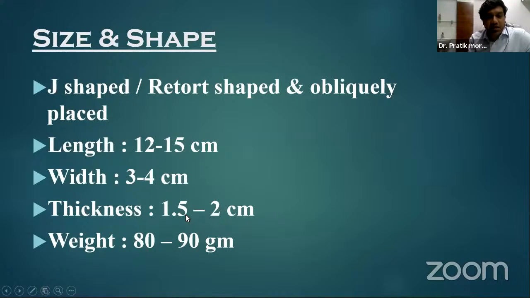Thickness is around 1.5 to 2 centimeters, about an inch thick. And the weight is around 80 to 90 grams. The weight is not so great because it is a fleshy organ. Understood? It is a soft fleshy organ. So the weight is 80 to 90 grams.